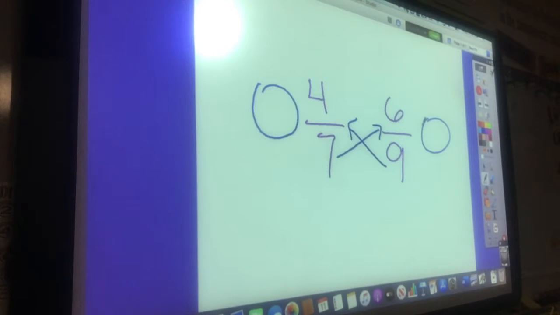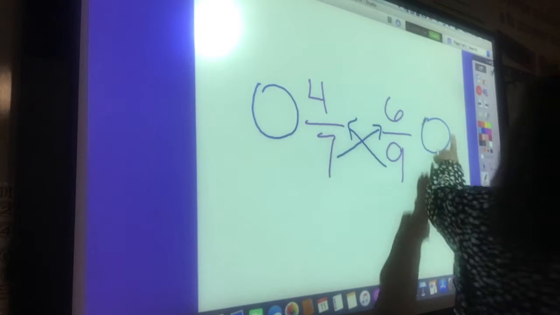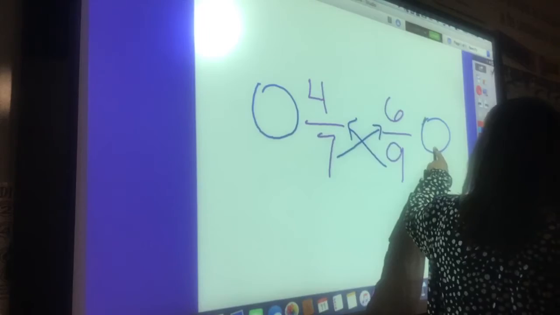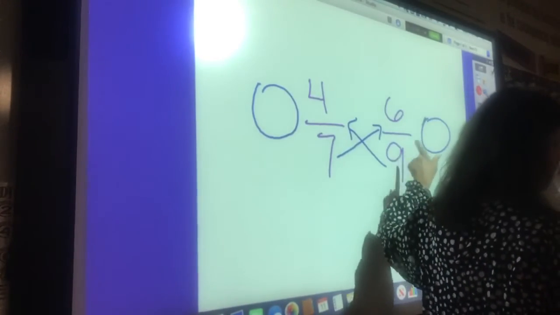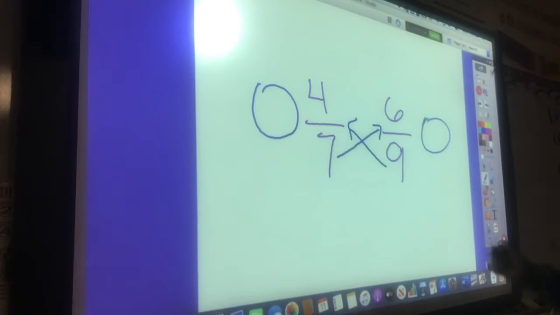So Graham, what would we get for our bigger fraction? 6/9, because this is what? Because that's 42 and that's 36. Right, 36 and 42, so this would be my bigger fraction. Okay, and I'll bring your ticket to you just 1 second. All right, let's try another one.